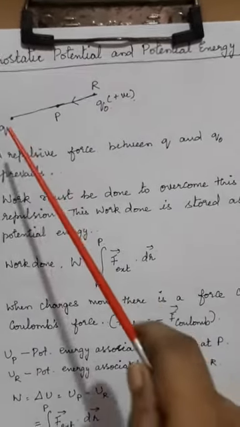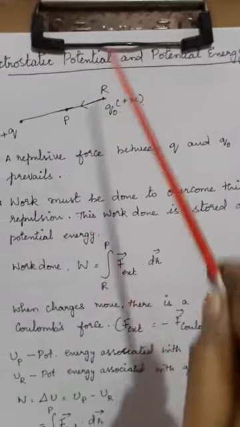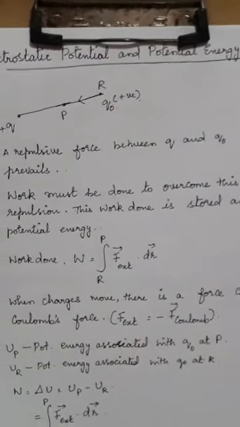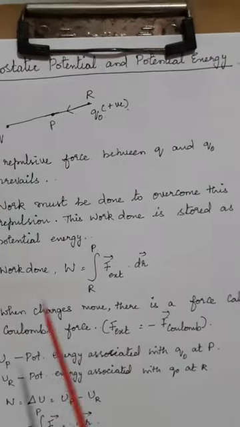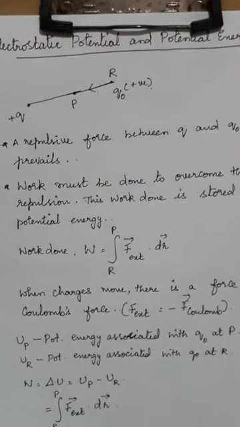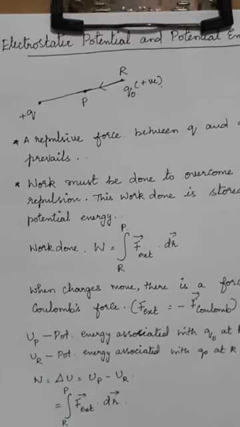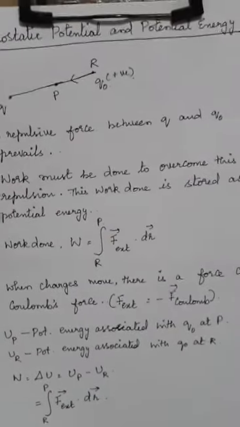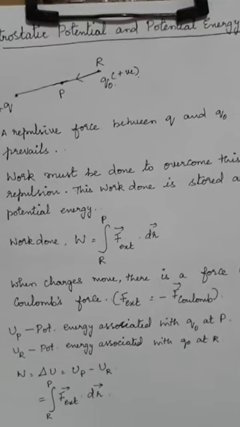So what I am considering here is plus Q, and if I am going to have a test charge, it is also going to be plus Q. So what will happen? There will be a repulsion. So there is a repulsive force acting between plus Q and Q naught. So what happens now is that there is some external force which has to overcome this repulsion. That work done to overcome this repulsion is what is stored as potential energy.